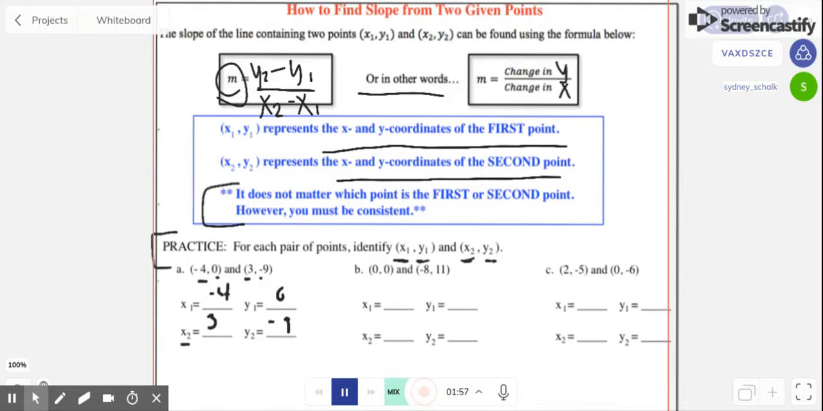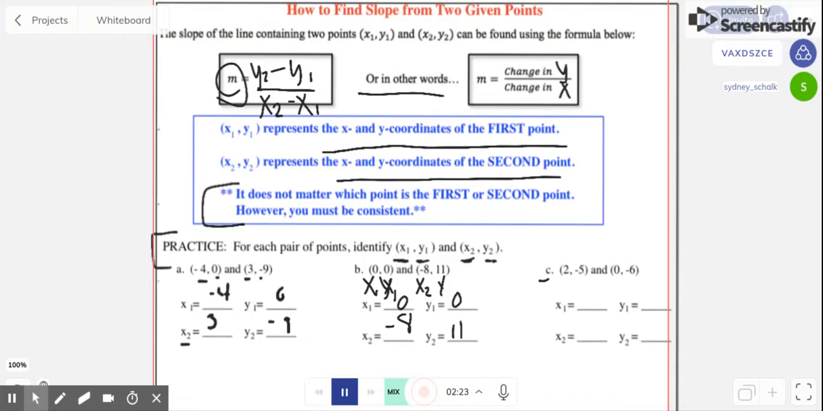All right, so for B, we have (0, 0) and (-8, 11). So 0 goes with our x1. Our second 0 goes with our y1. Our -8 goes with our x2. And our 11 is our y2. So we can just write them as we see them. We have 0, 0, -8, and 11.